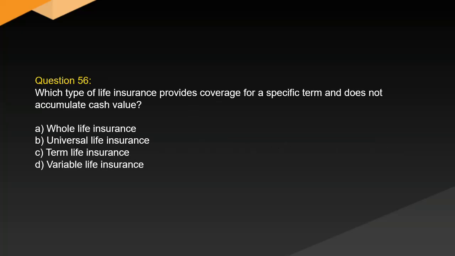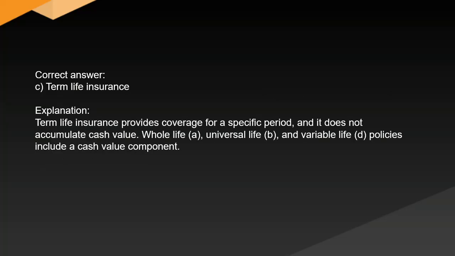Question 56. Which type of life insurance provides coverage for a specific term and does not accumulate cash value? A. Whole life insurance. B. Universal life insurance. C. Term life insurance. D. Variable life insurance. Correct answer: C. Term life insurance.